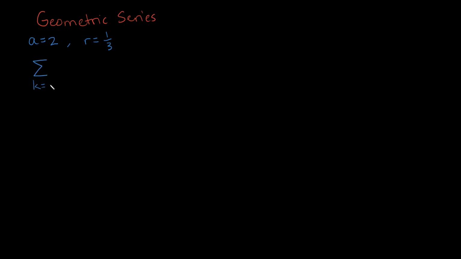The geometric series is the sum starting at 0, going up to infinity, of a times r to the power of k. We could expand this out. k starts at 0, r to the 0 is 1, so we just get a, plus ar, plus ar squared, plus ar cubed, on and on and on. And we figured out that this infinite sum is equivalent to a divided by 1 minus r.